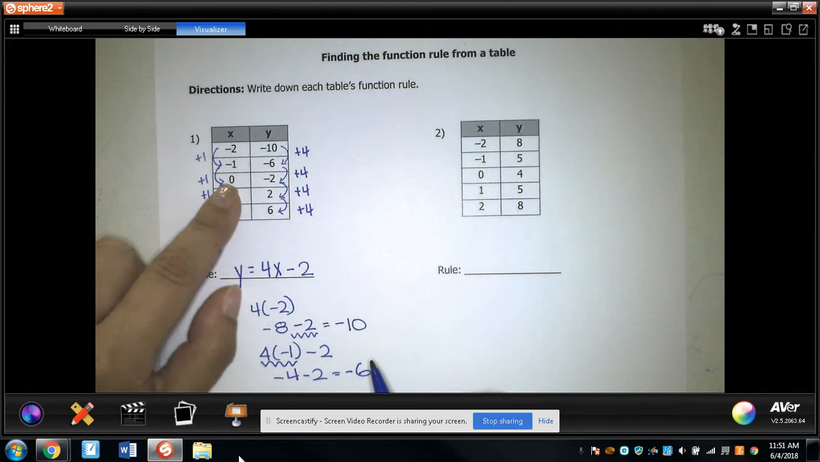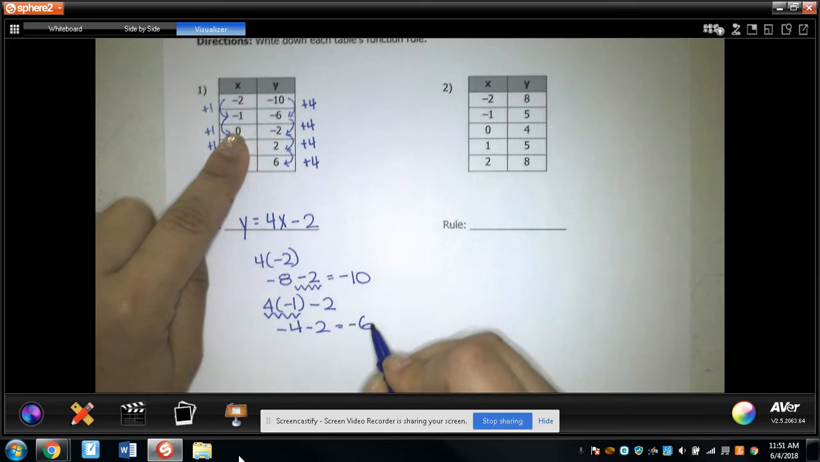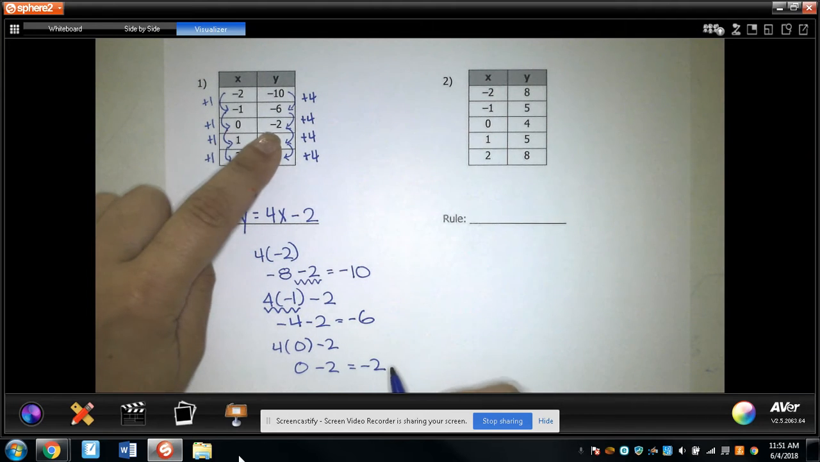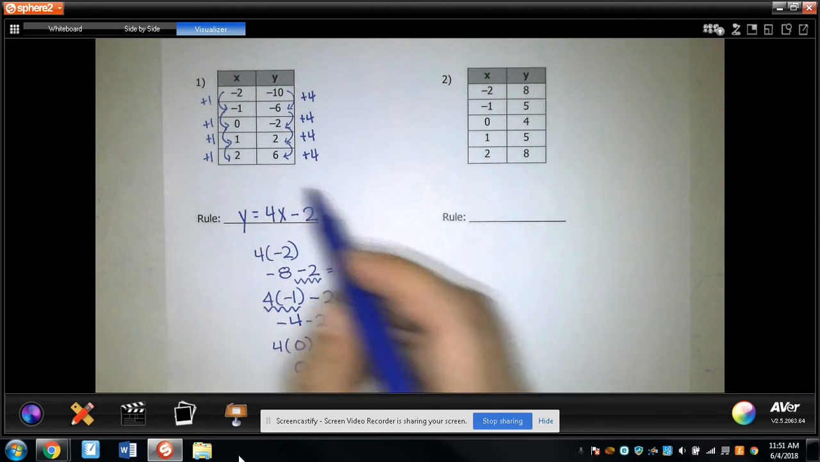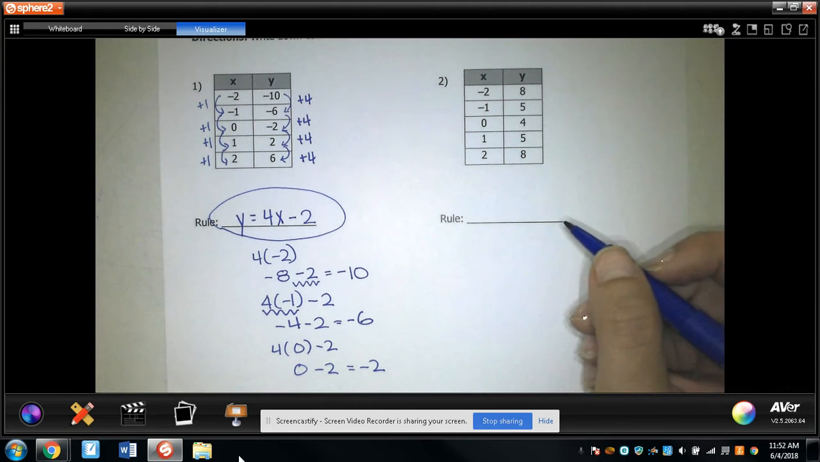Perfect. If I plug in 0, I want to get -2. So let's see. 4 times 0 minus 2 is 0 minus 2, which is -2. Perfect. All right, so now I'm pretty confident my rule is y equals 4x minus 2.